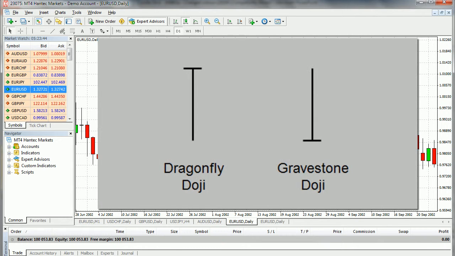Two special types of doji are the dragonfly doji and the gravestone doji. Each of these is considered a sign of trend reversal. Look for the dragonfly doji at the end of a downward trend and the gravestone doji at the end of an upward trend.